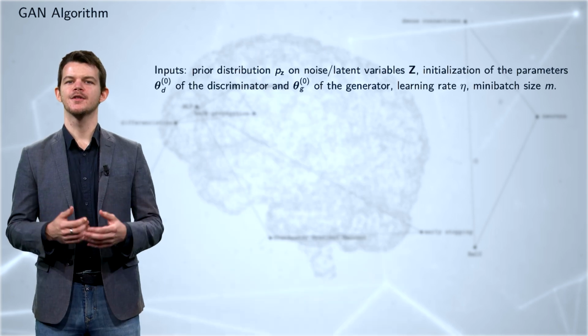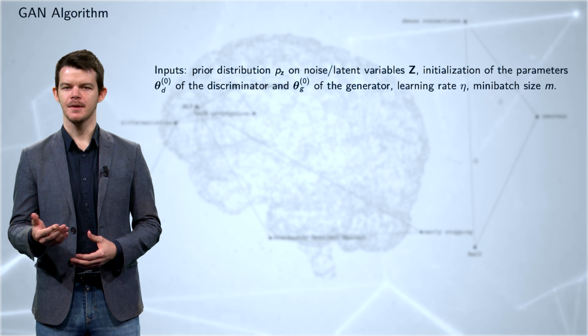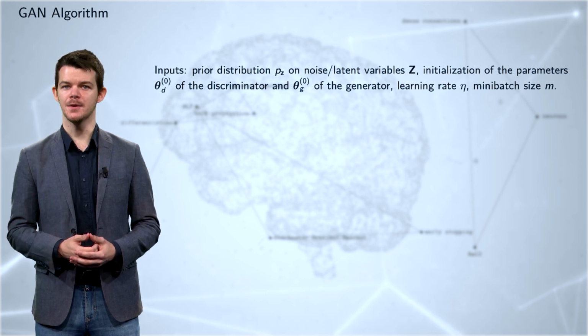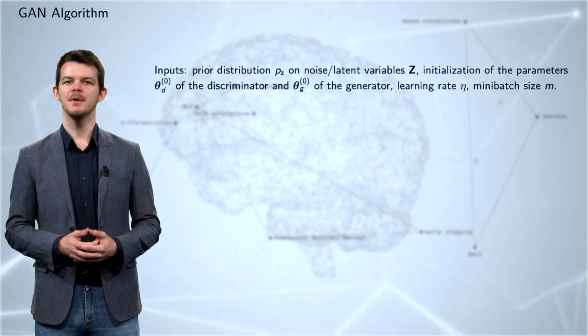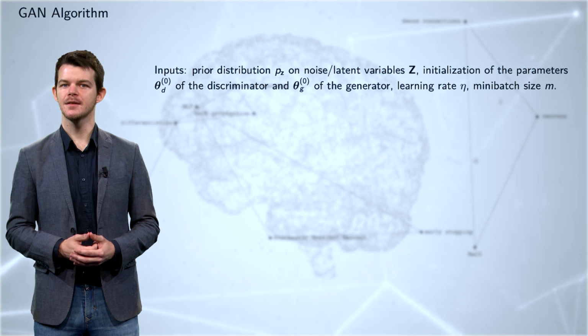Here is the training procedure used to train generative adversarial networks. First, you need to choose a prior distribution PZ on latent variables. Initialize the parameters of the discriminator and the parameters of the generator, and set the parameters of the optimization procedure, here a stochastic gradient descent ascent, the learning rate eta, and the mini-batch size m.